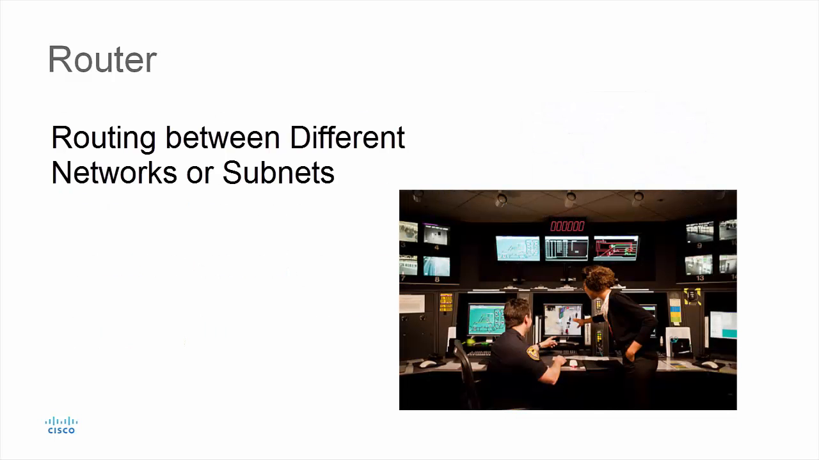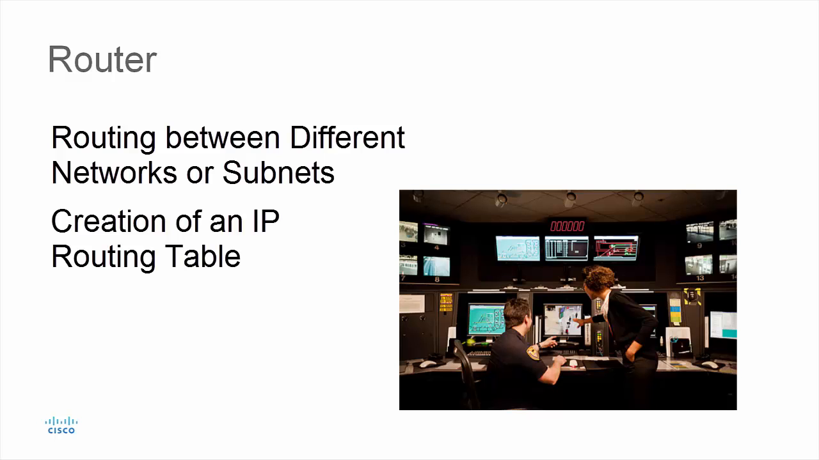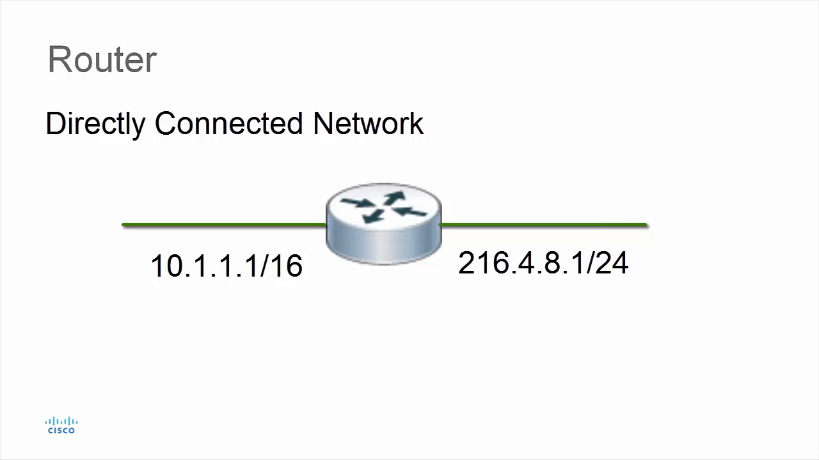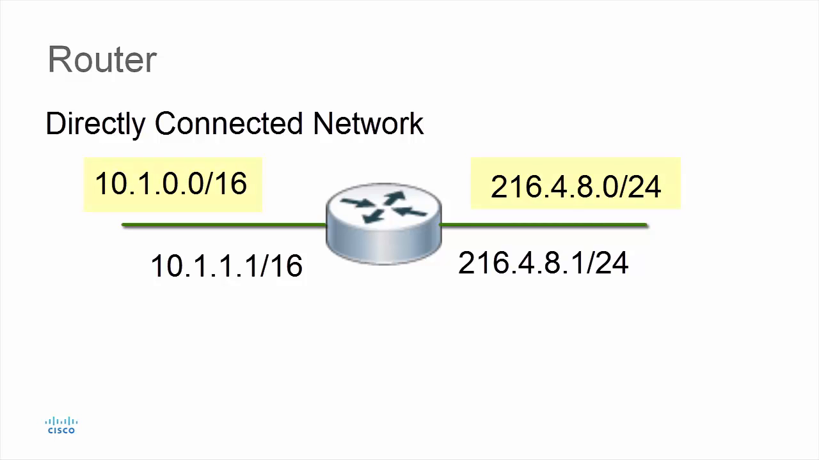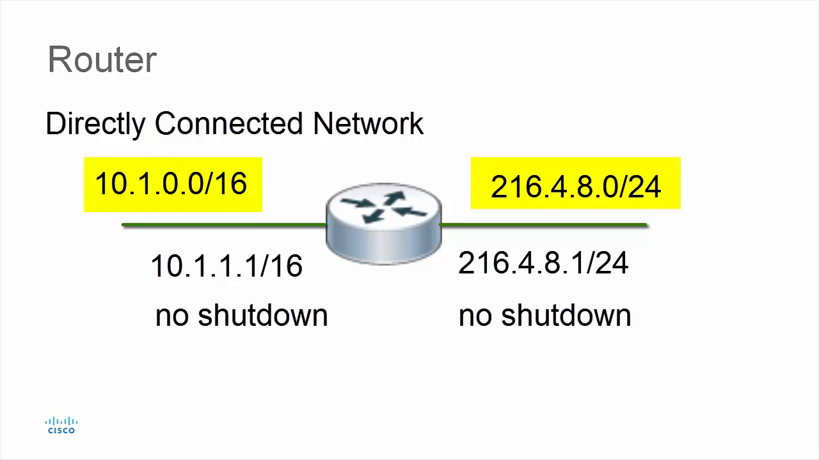Routers are needed for functions that a Layer 2 switch cannot provide, including routing between different networks or subnets, and the creation of IP routing tables that contain best path information. Cisco routers can create a routing table from a combination of the following methods. The first method is a directly connected network. When an interface has an IP address assigned, is connected and enabled using the no shutdown command, the router will learn the subnet assigned to the interface and add it to the routing table.